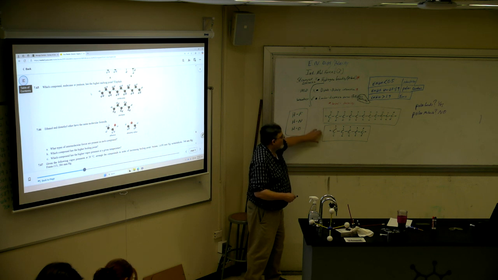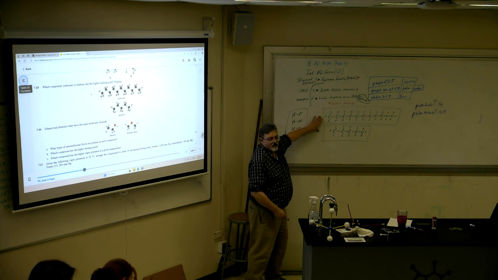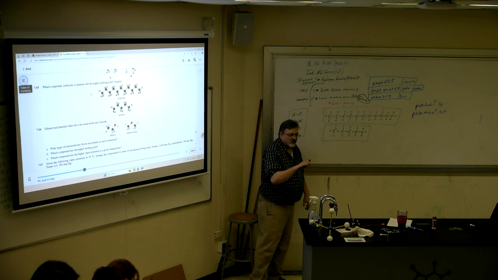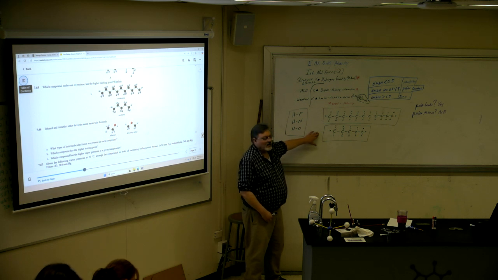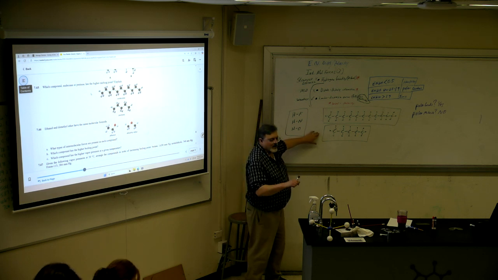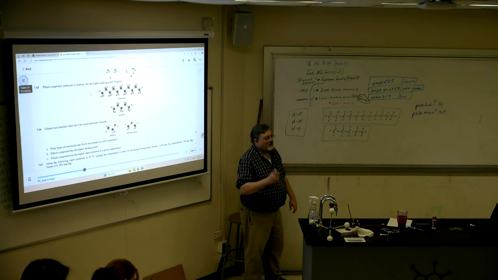This one will have a lower boiling point. Both of these will have fairly low boiling points, but this one will have a lower boiling point than this one. If you have two beakers side by side and you start slowly ramping the temperature up, this one's going to start boiling at a lower temperature. And when this one boils away and you keep turning the temperature up, then eventually this one will boil.